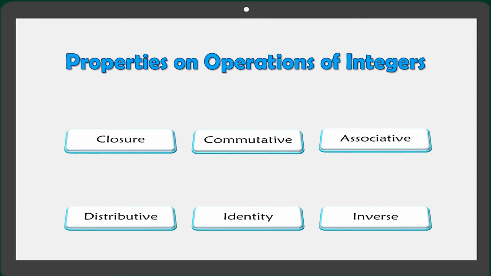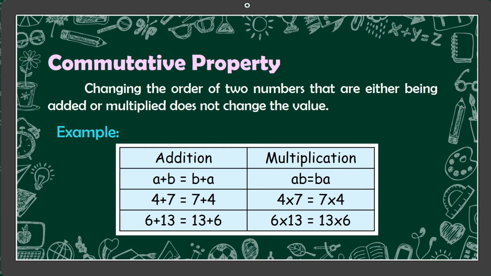Now, let us have the commutative. In commutative property, changing the order of two numbers that are either being added or multiplied does not change the value. Dito, pagpalitin man daw natin ang order o pwesto ng numbers na ina-add or multiply natin, hindi maaapektuhan o hindi magkakaiba ang value ng sagot. Example for addition, a plus b is equal to b plus a. Ano man ang sagot sa a plus b, yun din ang sagot sa b plus a.